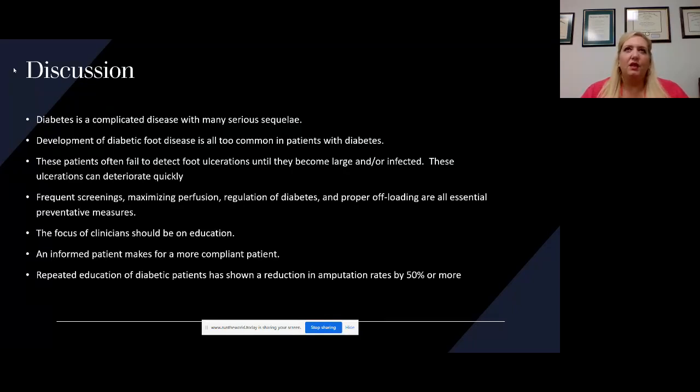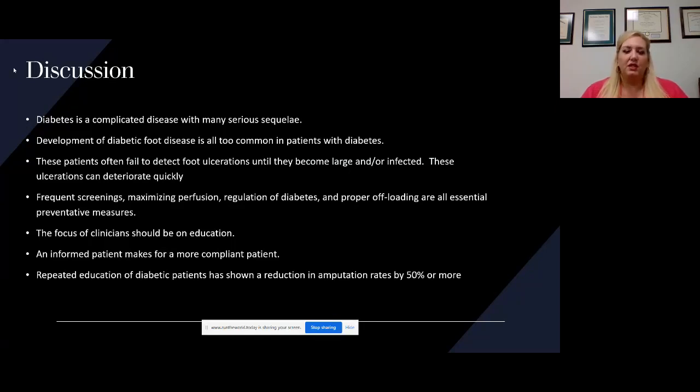Patients don't take the time to do foot exams. They wear inappropriate shoes. They could have injury. They don't detect ulcerations until either they become very large or infected. And we know that in these patients, these ulcers can deteriorate quite quickly, and frequent screenings is really important.